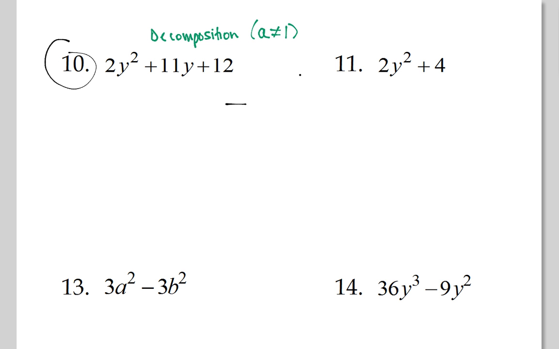Something times something is... try that again. Something times something is, and don't say 12. Good, 24. Something plus something is 11. Think of those numbers. Don't yell them out yet.